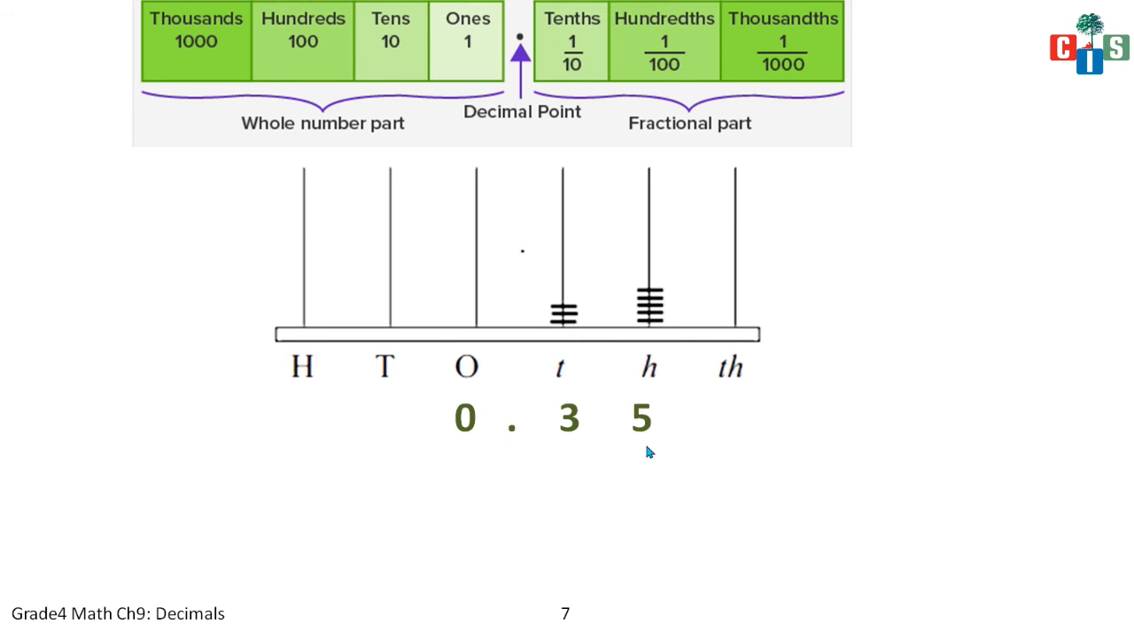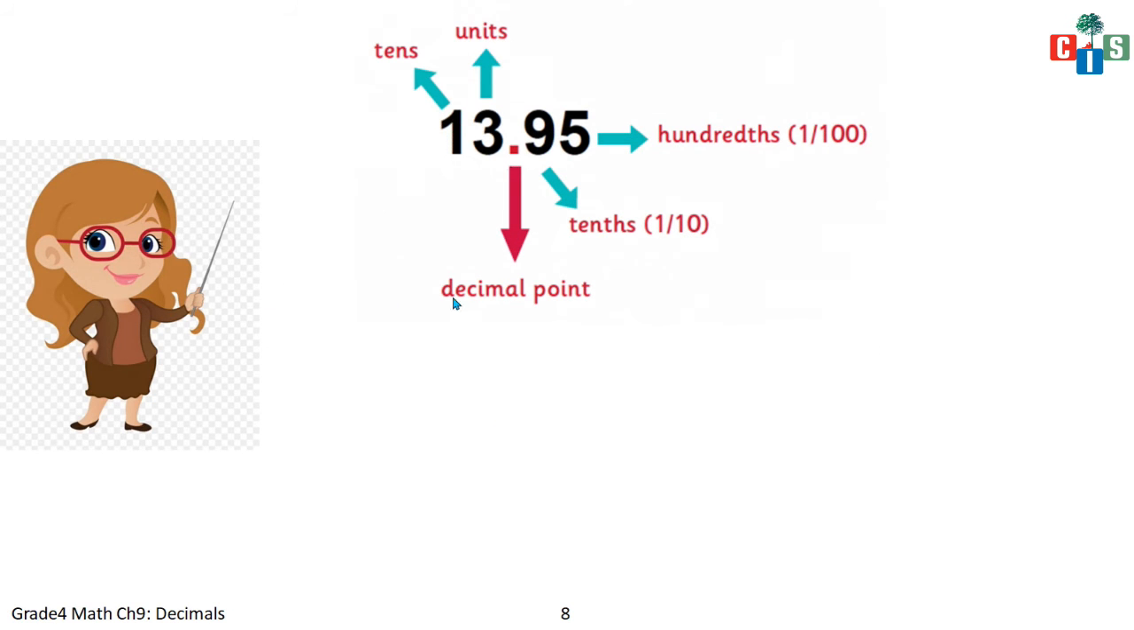Clear? Kids, learn this abacus thoroughly. This will help you to read the decimal. Now you also have to learn reading, right? So how will you read this? 0.35 or 0.35 hundredth? Okay, I will teach you. Fine. So now we are going to see the numbers.